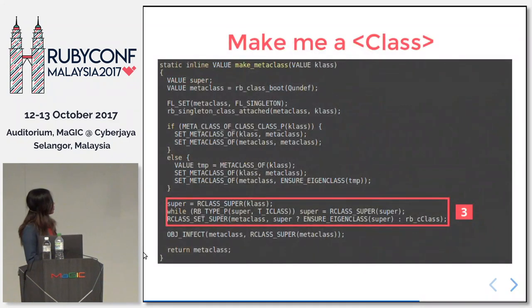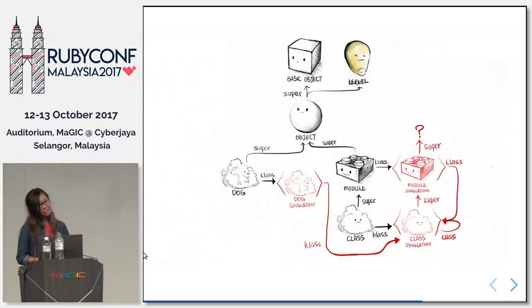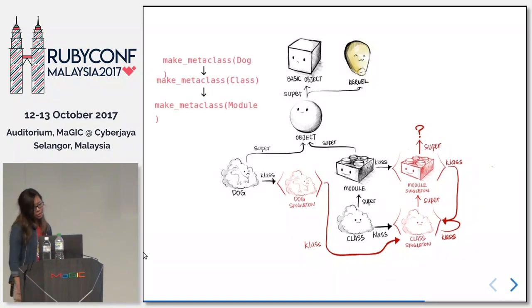Well, let's look at the function again. Now it's this line of logic that we're worried about. And the logic of this line is basically that the superclass of class's metaclass is the metaclass of class's superclass. Or in other words, the superclass of class's metaclass is the metaclass of Module. So it's like we're kind of setting off a chain reaction over here, right?